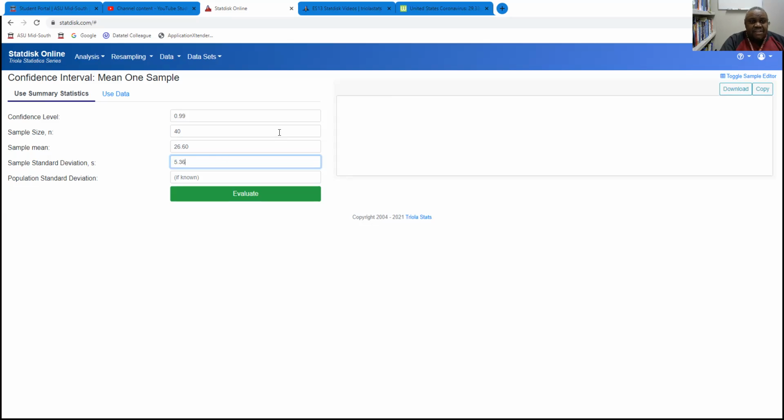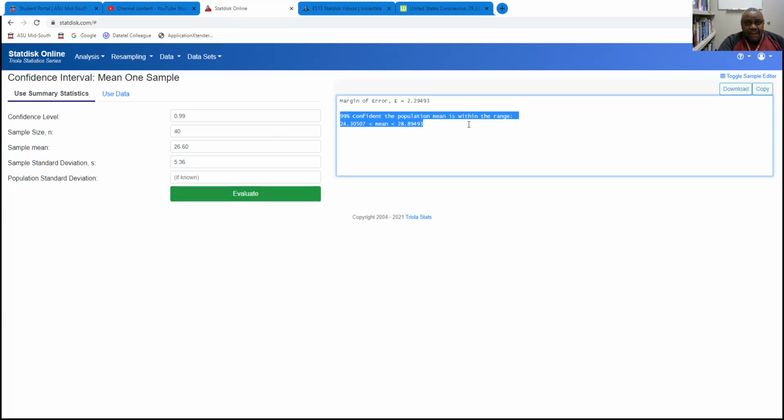Now the population standard deviation, we're going to leave this blank because we will never know the standard deviation of the entire population. We're not interested in that. So click evaluate. And this will be your 99% confidence interval for the body mass index of males.